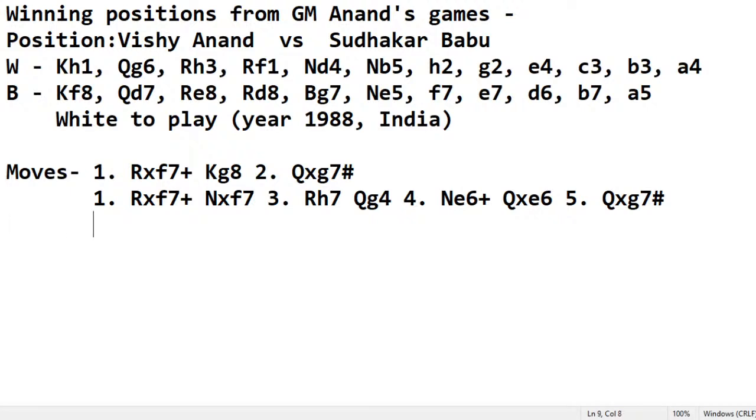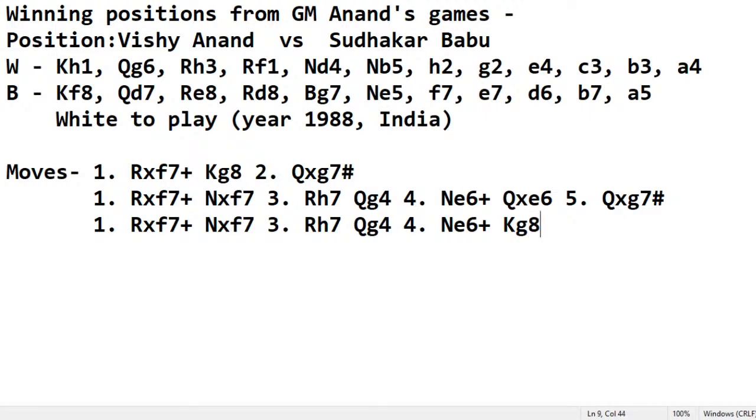And in the next line, you have rook takes f7 check. Knight takes f7. If there is rook h7 after that, the way to stop it is queen g4. In that case, there is knight e6 check. After that, if you play king g8, then in that case, there is rook takes g7 check.